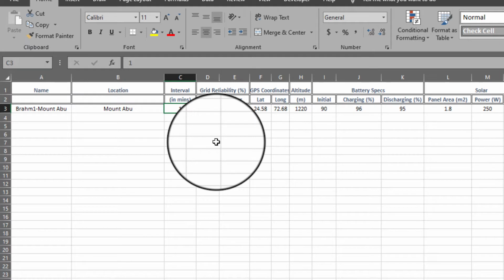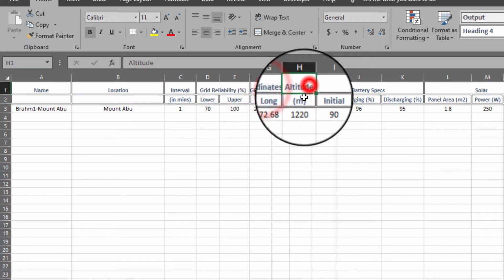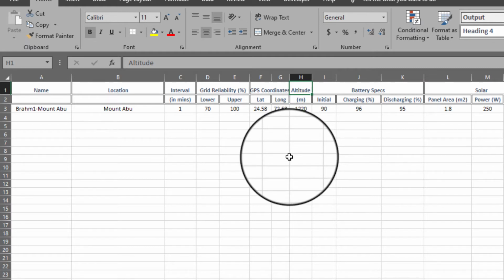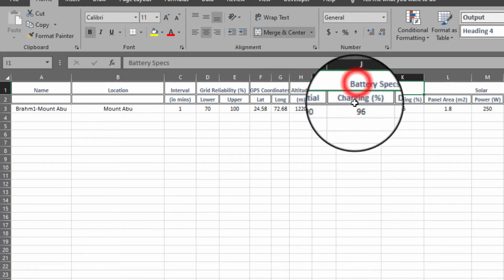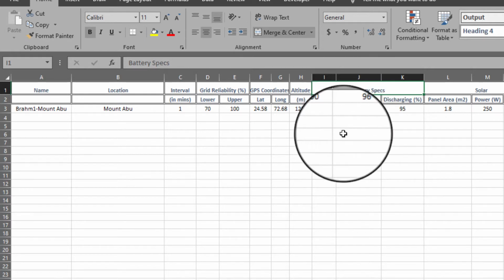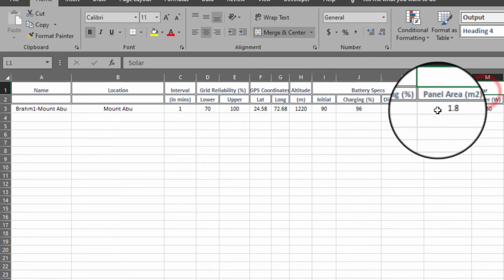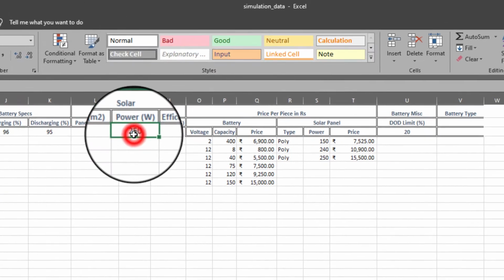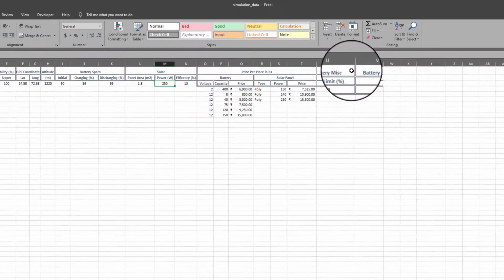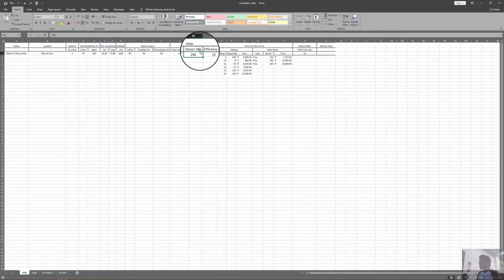GPS coordinates and altitude are just extra data which is not necessary at the moment. Battery specs, such as percentage efficiency, are all preset, so let it be like that. For the solar panel, if you know which panel you are using, you can select it, but the database is already filled in, so this area is pretty much not necessary.